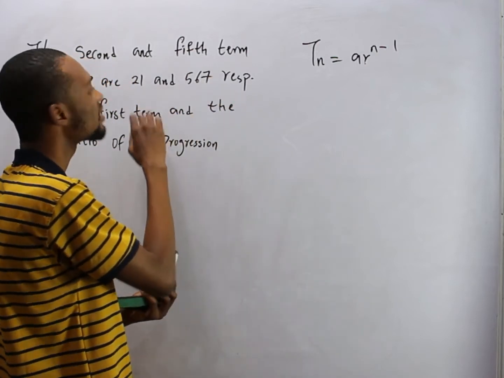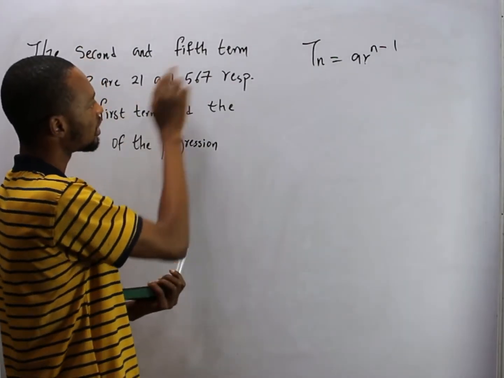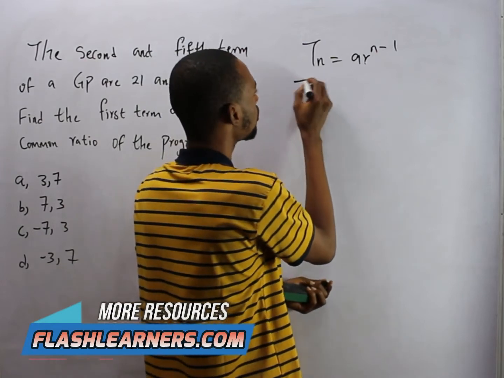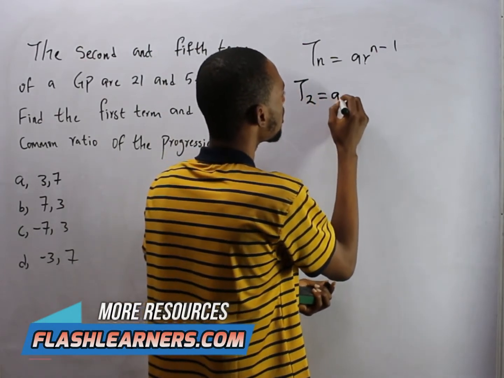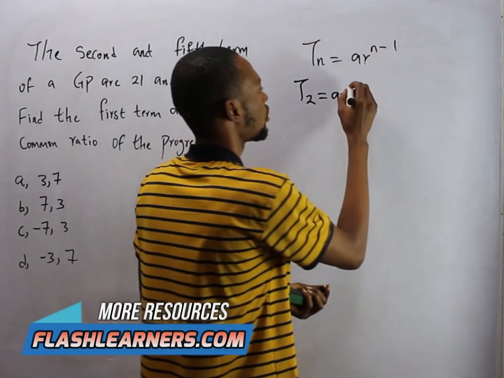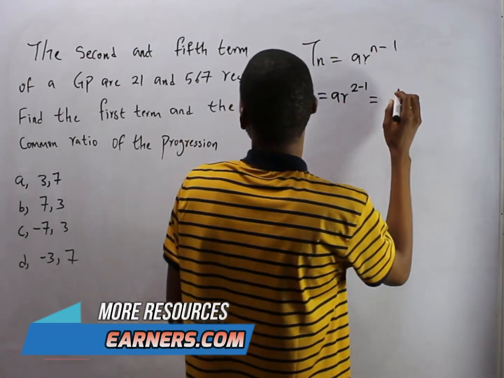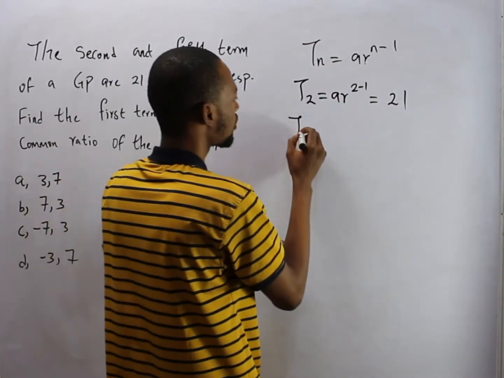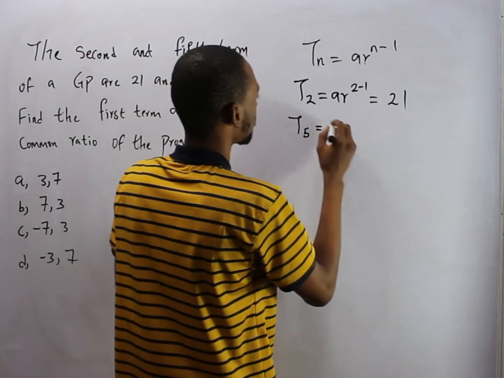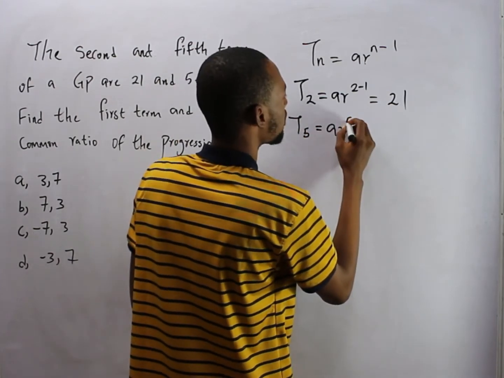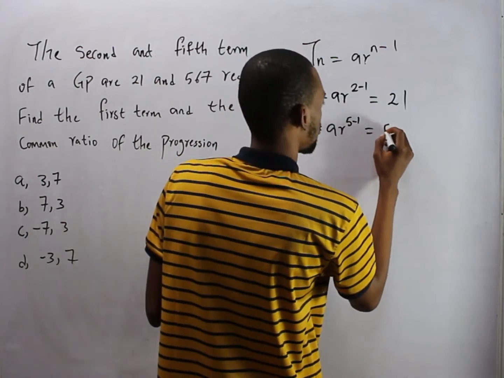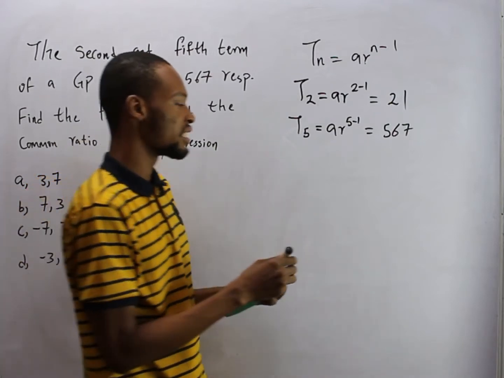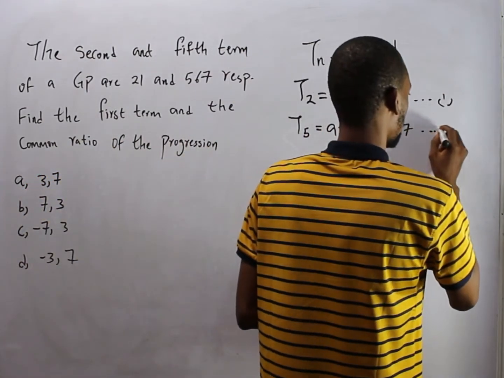Now this question says the second and fifth term are 21 and 567 respectively. This implies that the second term is 21 and the fifth term is 567. So the second term is when n is 2. So T2 is equal to a r^(2-1) equals 21. And the fifth term, T5, is equal to a r^(5-1) equals 567. So with this, we've gotten the equations we need. This is equation 1 and this is equation 2.